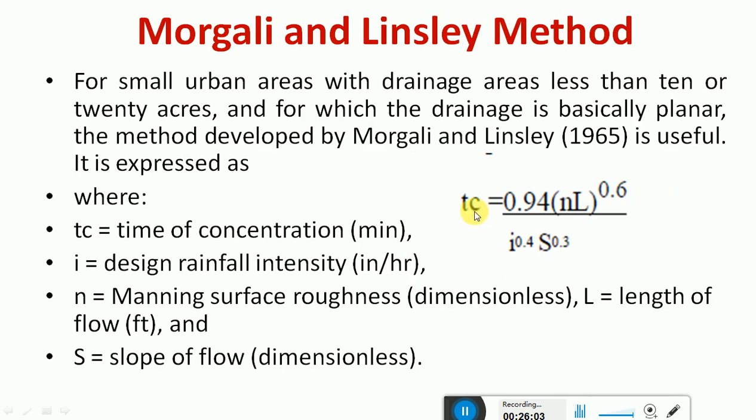Here Tc is the time of concentration in minutes, I is the design intensity of rainfall in inches per hour, n is the Manning surface roughness, L is the length of flow in feet, and S is the slope of the flow, which is a dimensionless quantity. This formula will give you the time of concentration in minutes if you know the intensity of rainfall, the roughness coefficient and the length of the flow.